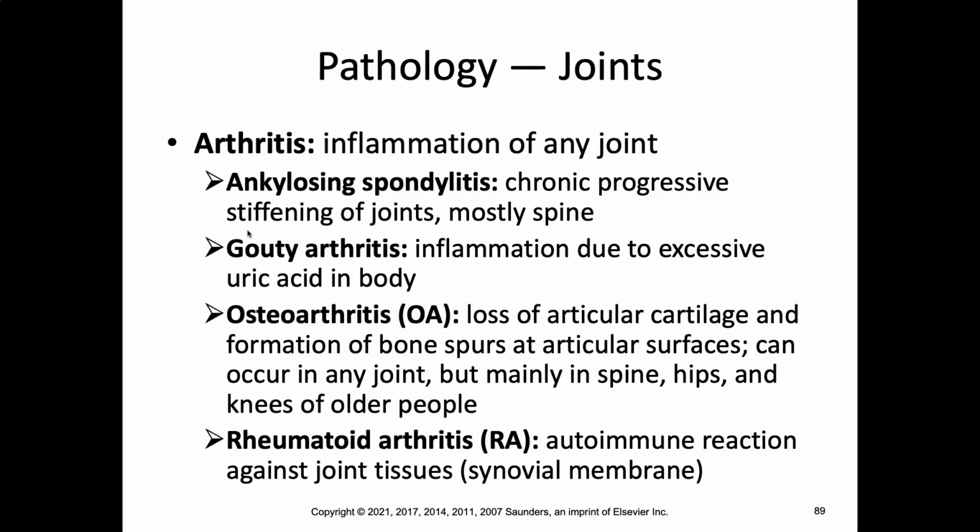Well, one of the biggest things that goes wrong with joints is arthritis. Has anyone ever heard of arthritis? The most common type that you hear about is osteoarthritis. That's the third one down here. It's a loss of articular cartilage and formation of bone spurs at articular surfaces. Can occur in any joint, but mainly in spine, hips, and knees of older people. It's just a part of normal aging, especially if you've lived a busy, active, crazy life. So osteoarthritis, make sure you're familiar with that.